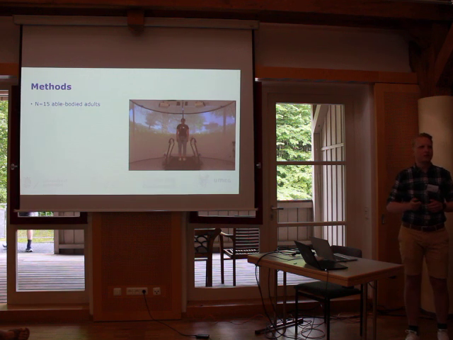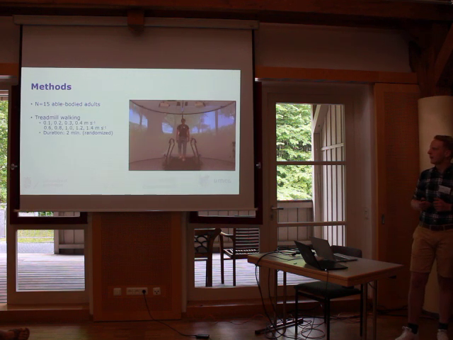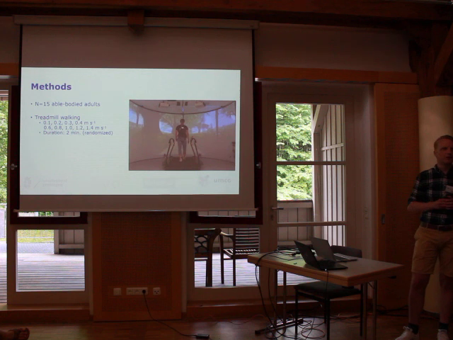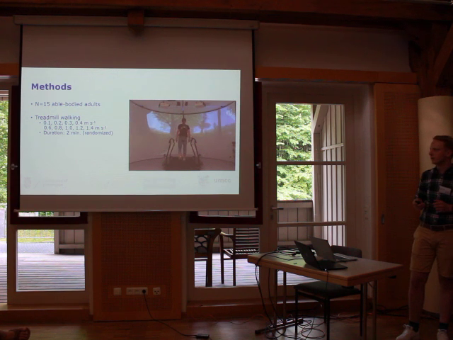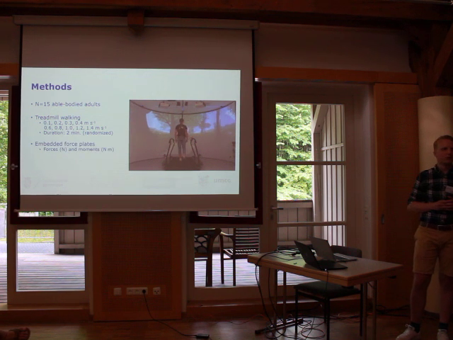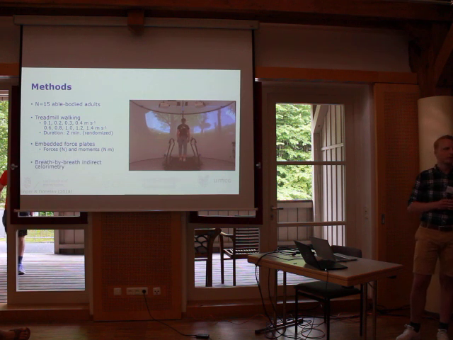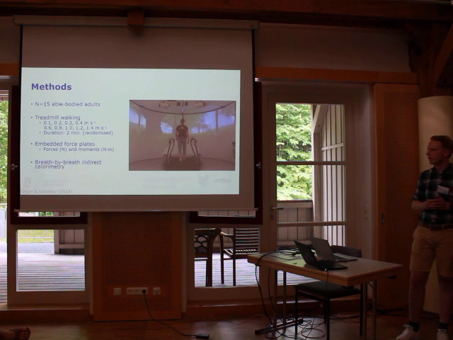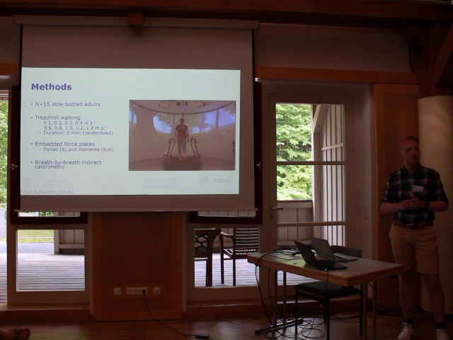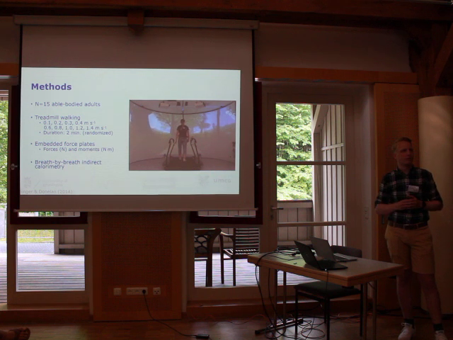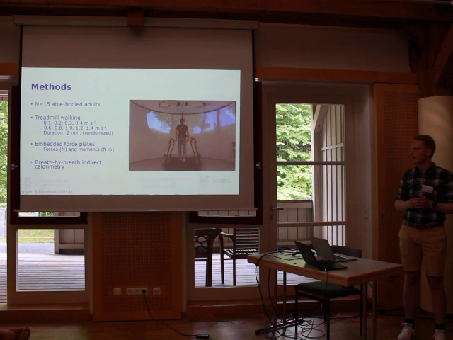To do this study we included 15 able-bodied adults. We let them walk on our treadmill at speeds ranging from 0.1 to 1.4 meters per second, and each bout lasted 2 minutes, and we randomized the order. We used our force plates to calculate a bunch of parameters, and we used breath-by-breath indirect calorimetry to measure the energy consumption during walking. And we have a nice Bavarian projection on the screen to give people some optic flow even while walking at these very low speeds.